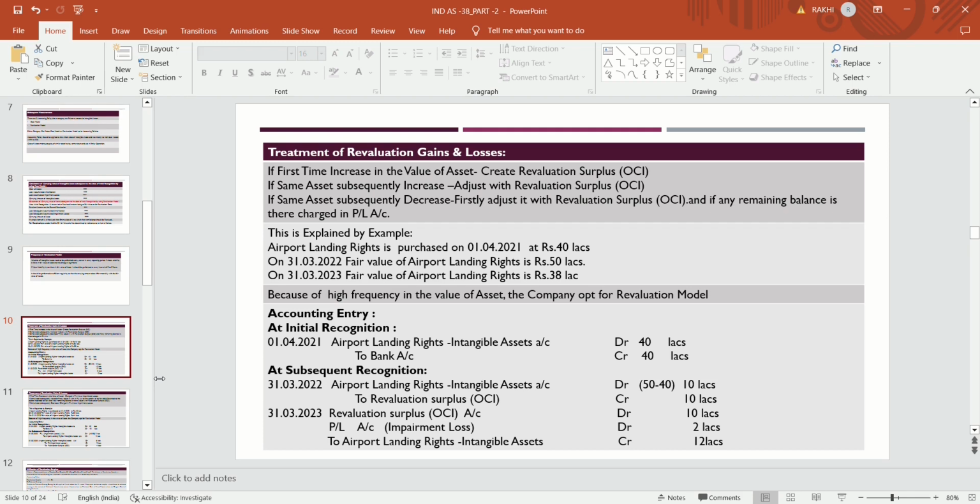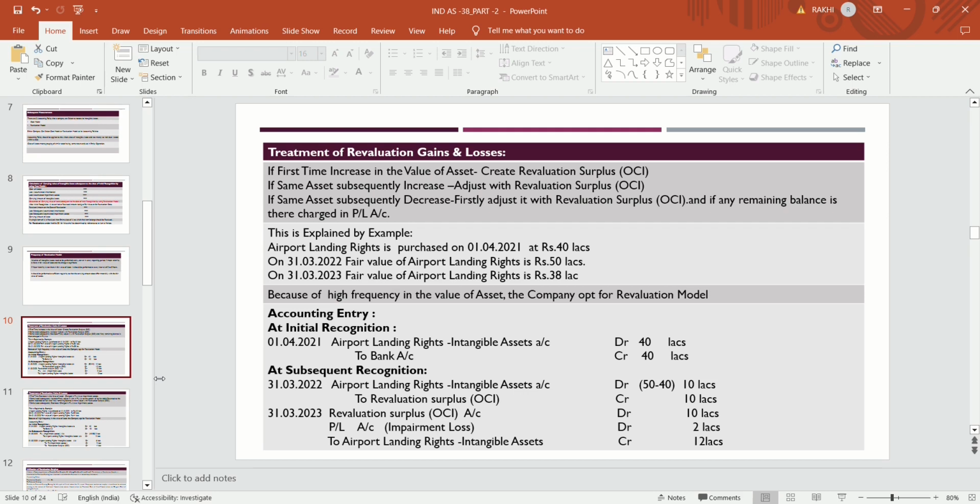But if subsequently the value of that same asset decreases, then up to that extent the revaluation reserve which was created should be adjusted with the decrease amount, and any remaining balance should be charged to P&L. So in our previous example we had created a revaluation surplus of 10 lakhs. Suppose subsequently there is a decrease in the value of the asset to 20 lakhs lower.